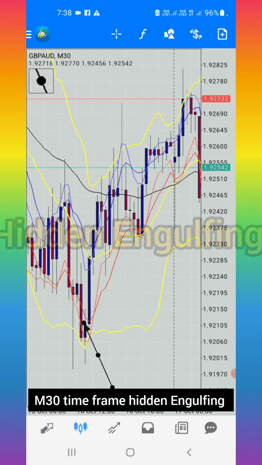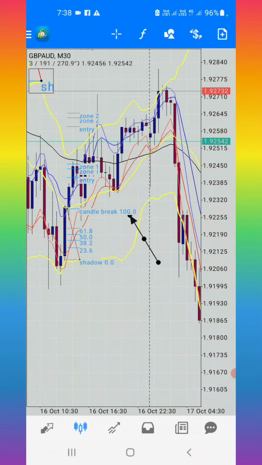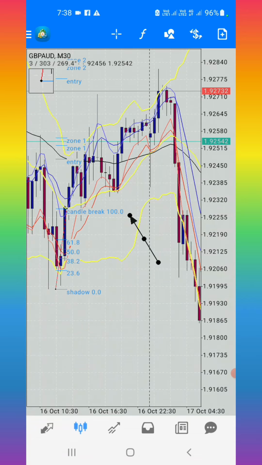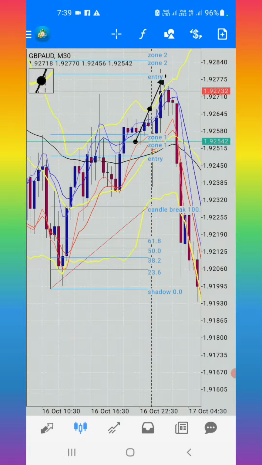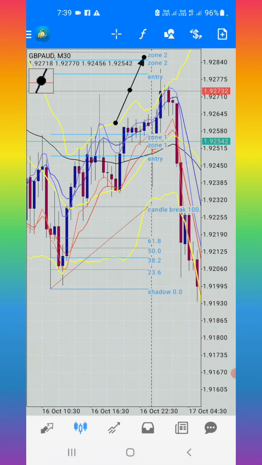30-minute time frame hidden engulfing. Price reacted to first and second entry zones.